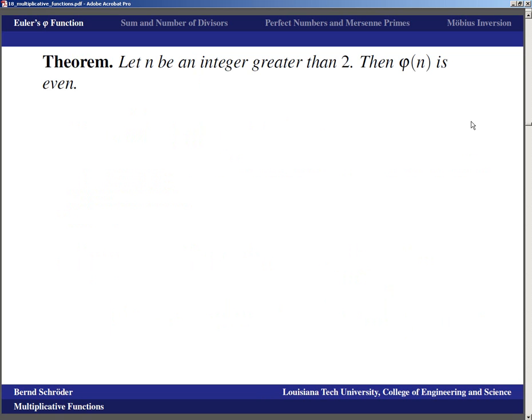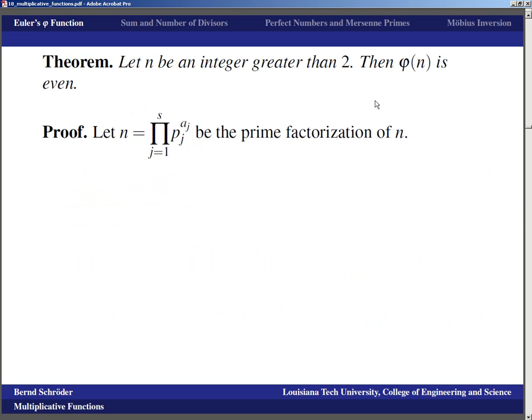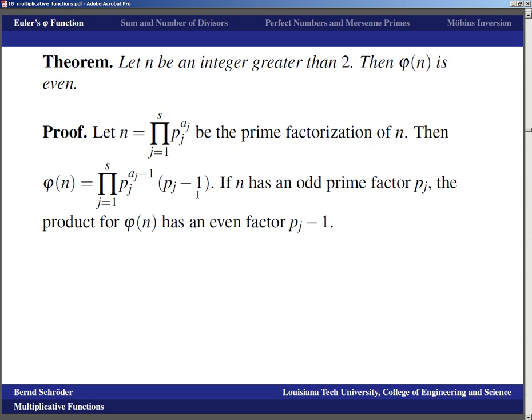So, if we have an integer n that is greater than 2, then from this formula we can prove that phi of n is an even number. We look at the prime factorization of our number, and then we know that phi of n is the product for j equals 1 to s of pj to the aj minus 1 times pj minus 1. And there are two possibilities, namely, n could have an odd prime factor pj, and if that happens, then the product for phi of n has the even factor pj minus 1, and so phi of n is even.